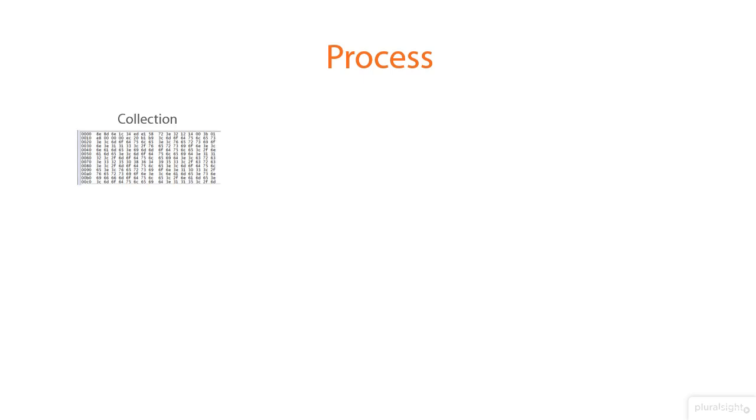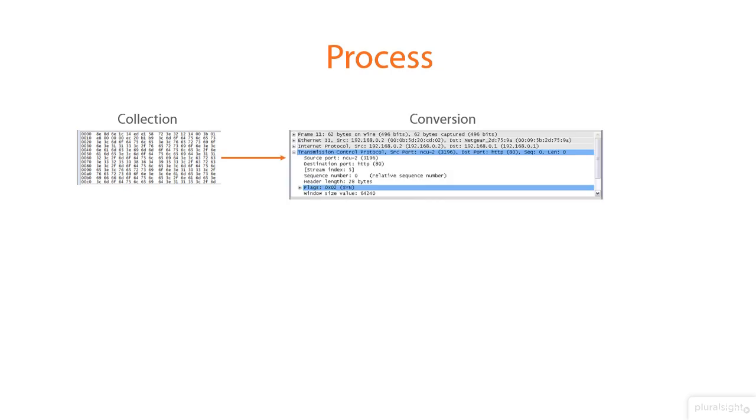The collection is the first step, where the packet sniffer collects raw binary data from the wire. Typically, this is done by switching the selected network interface into promiscuous mode. In this mode, the network card can listen to all traffic on a network segment, not only the traffic that is addressed to it. The second one is conversion.